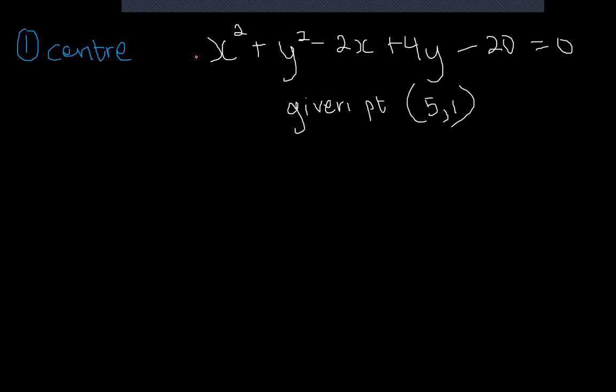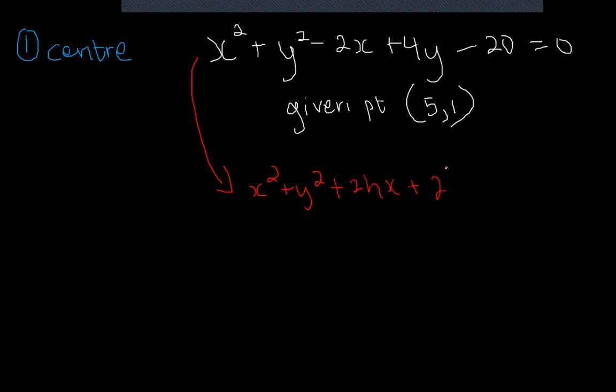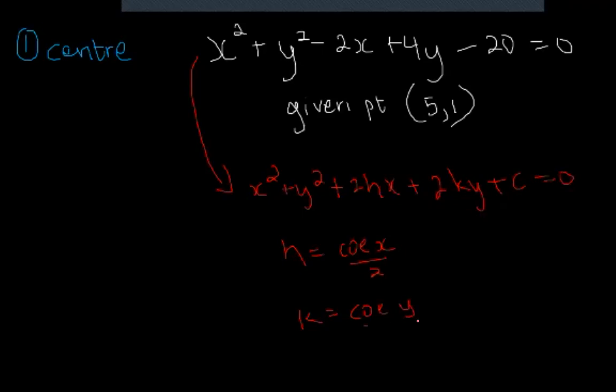You need to realize that this equation that they gave us is in the general form. And the general form we know is x squared plus y squared plus 2hx plus 2ky plus c is equal to 0. And how do we find the values of h and k when given the general form? We use these formulas. H is equal to the coefficient of x divided by 2. K is equal to the coefficient of y divided by 2.